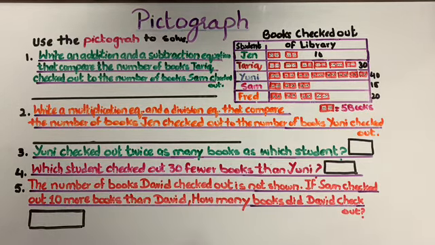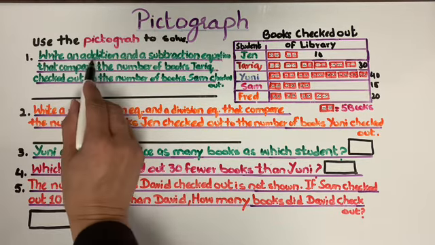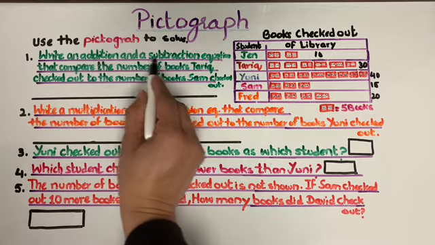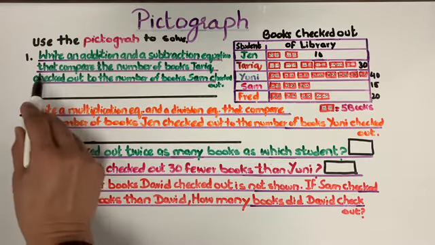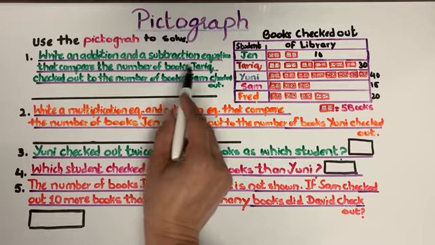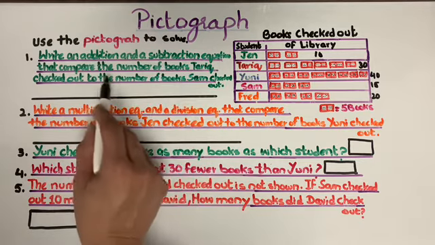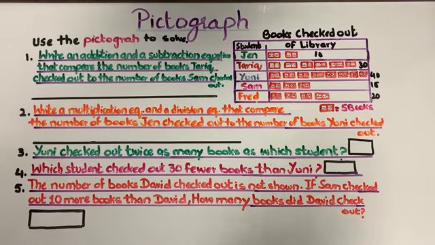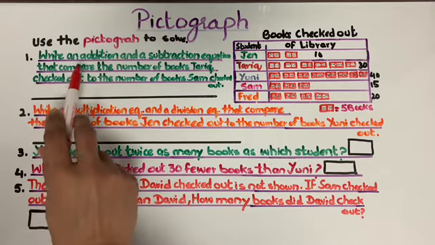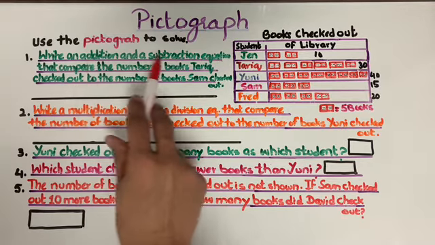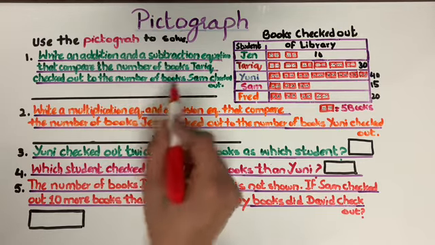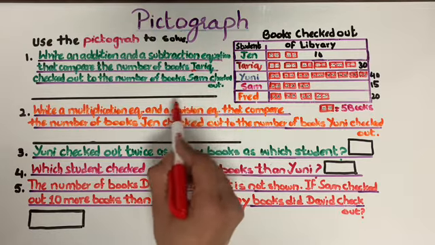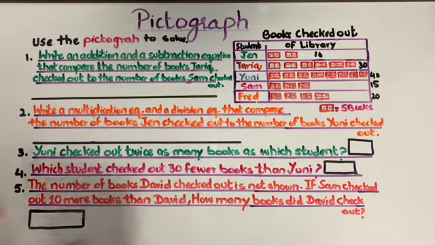Now solve all these questions. The first question is, write an addition and a subtraction equation that compare the number of books Tariq checked out to the number of books Sam checked out. In the first question, we have to write 2 equations, one addition, another subtraction. Here I'm going to use T for Tariq and S for Sam.